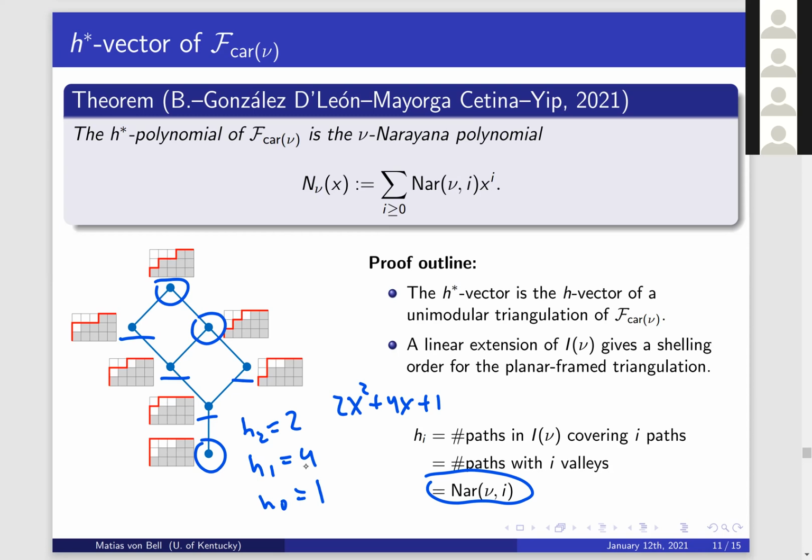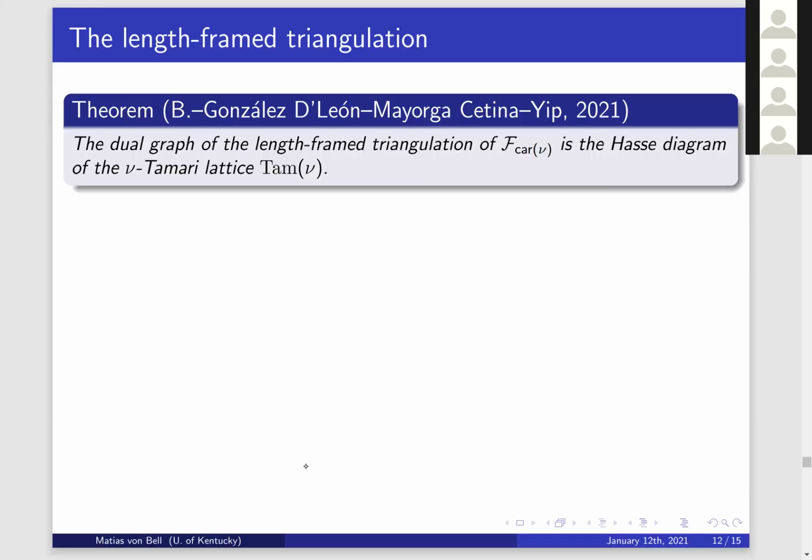The other triangulation that is also of interest is obtained by a length framing of the graph.